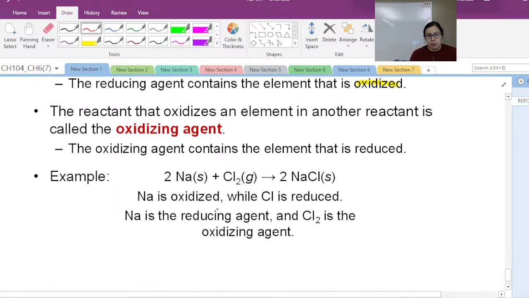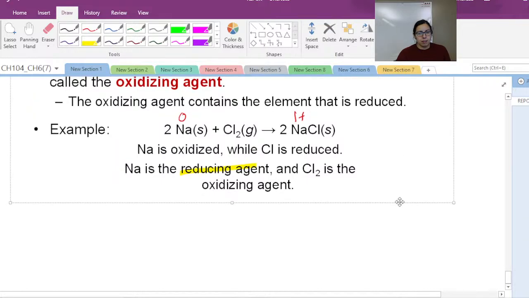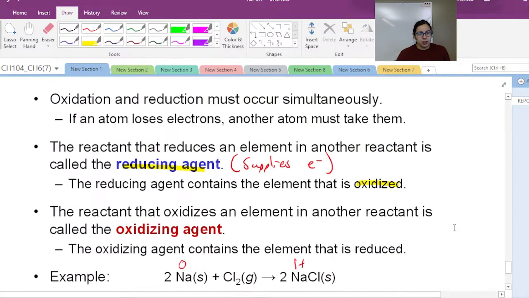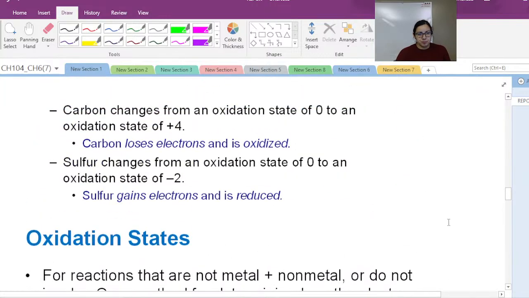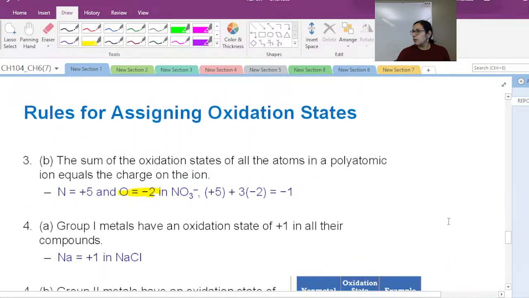And then recapping for our sodium one. So again, right, sodium was oxidized. It went from 0 to 1+, so it lost electrons. And so that means that it was the reducing agent as it supplied the electrons. Okay, any questions on that, kind of overall?